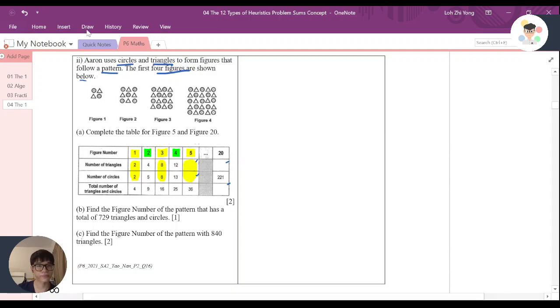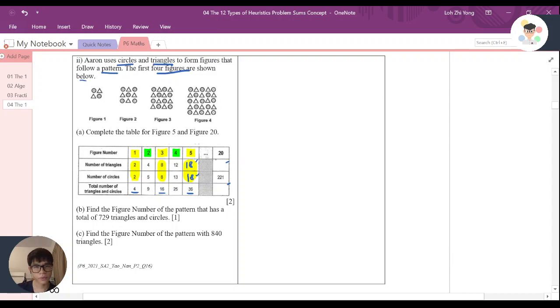And look at here. The total number of triangles and circles is 4 because 2 plus 2, right? 8 plus 8 is 16. So if we look here, what plus what is 36? What plus what is 36? And I know you know that 36 divided by 2 will be 18 plus 18. Then we're done for the first one.